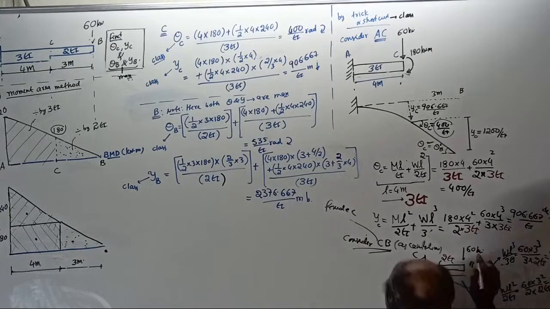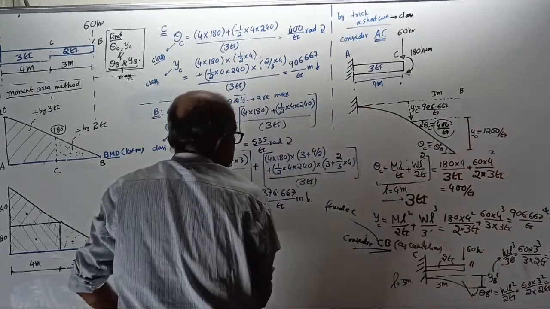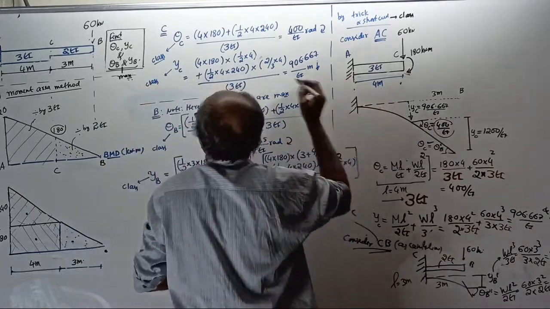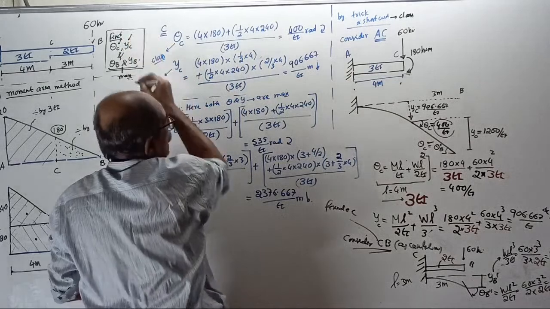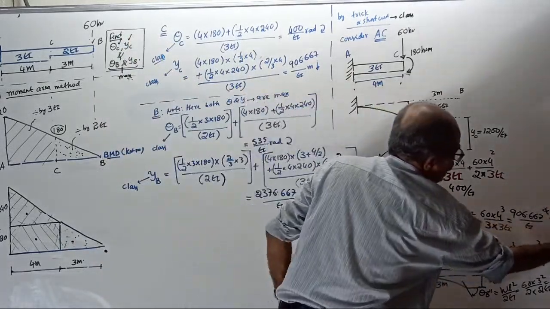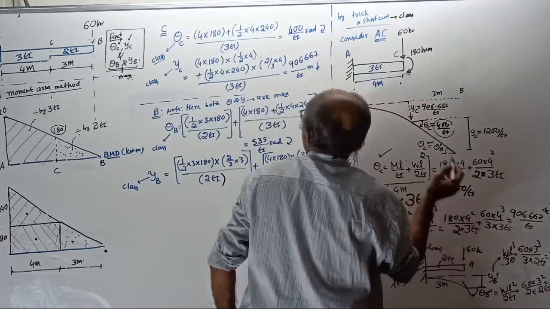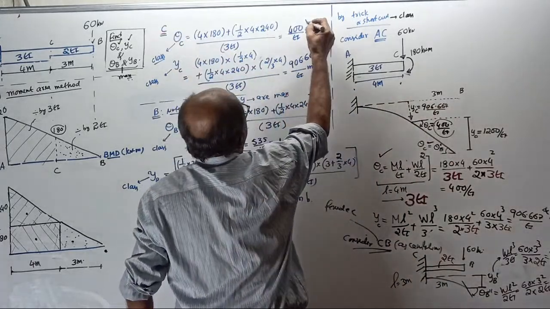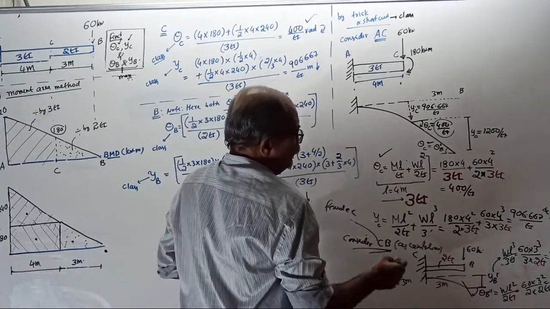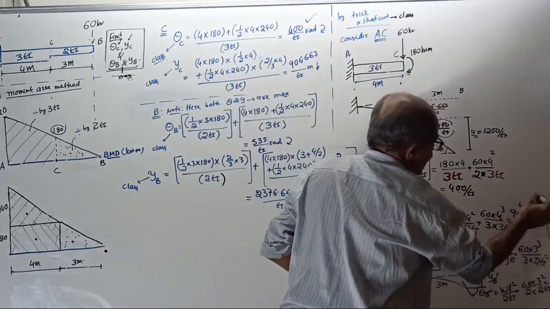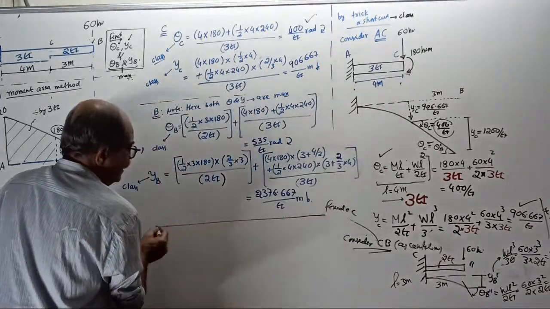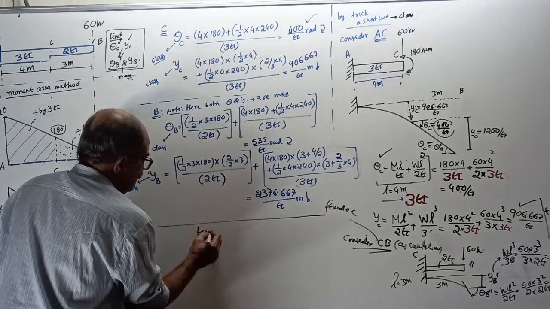Okay, now I'll use it here. Therefore, you already got what? Theta C, YC, you already got here. Correctly tallying. Theta C, 400 by EI. YC, 906.667 by 8 tallying.